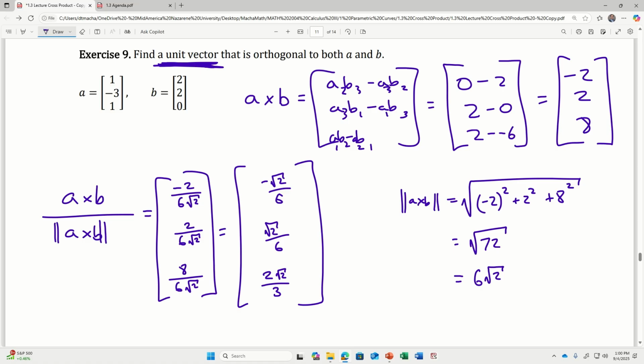Would the first two be over 3 then? So for this, I just know that 2 divided by square root of 2 is square root of 2, and I leave the 6 alone. And then here, I'm thinking about 4 divided by 6, which would simplify to 2/3, and then 2 divided by square root of 2, which would be square root of 2.